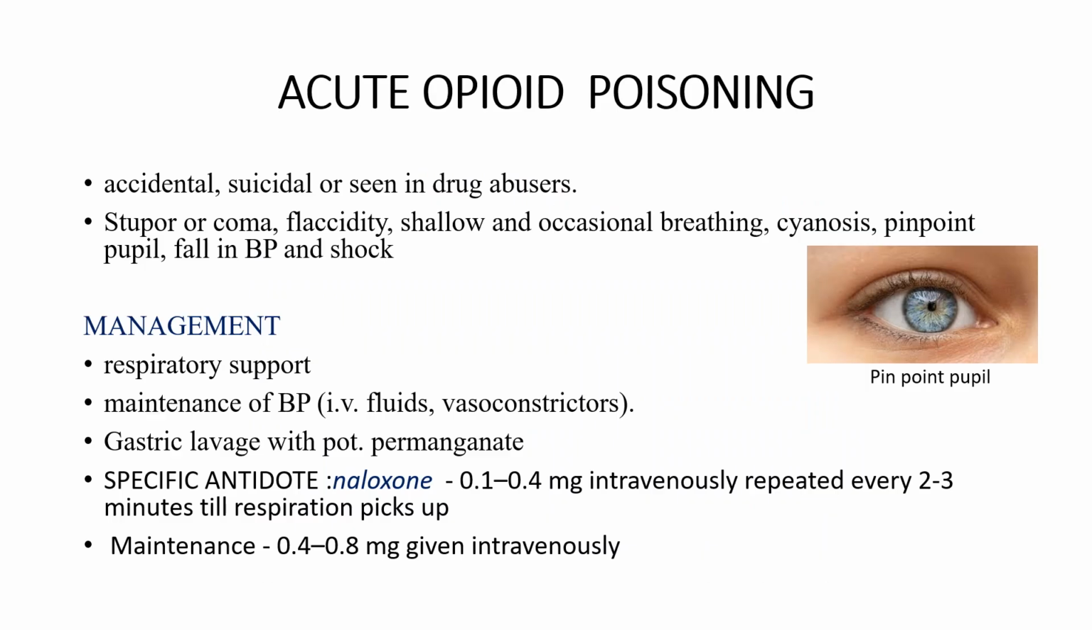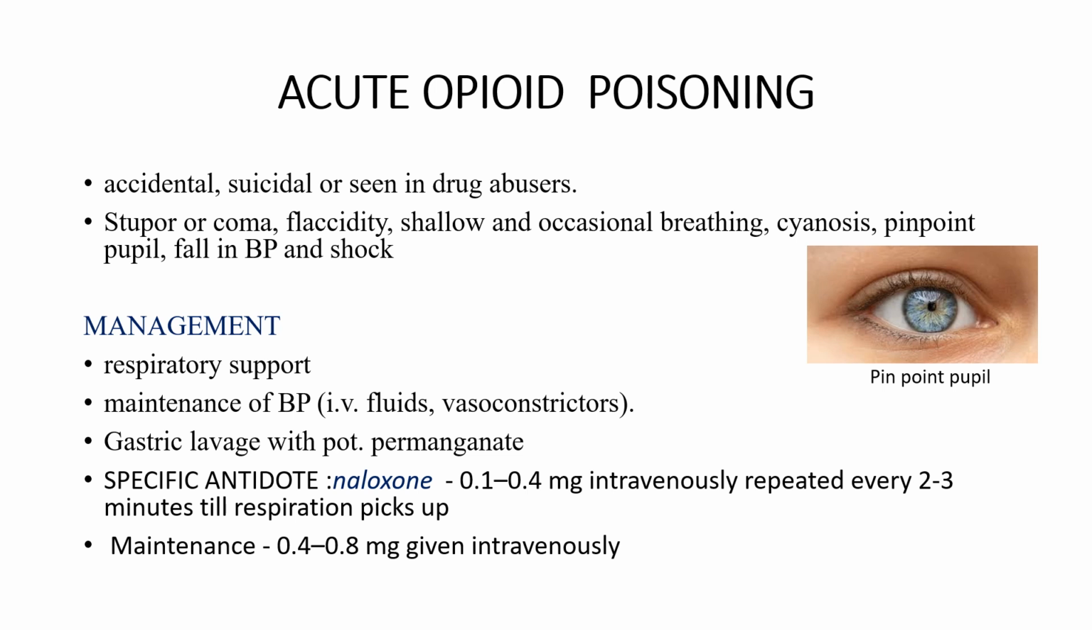Now we'll see about acute morphine poisoning. This can be due to accidental, suicidal causes, or it can be seen with drug abusers. We all know opioids are prone to cause dependence, abuse, and addiction. The presenting features will be stupor or coma, flaccidity, shallow and occasional breathing, cyanosis, pinpoint pupils, falling BP, and shock. Management of this acute morphine poisoning includes respiratory support.